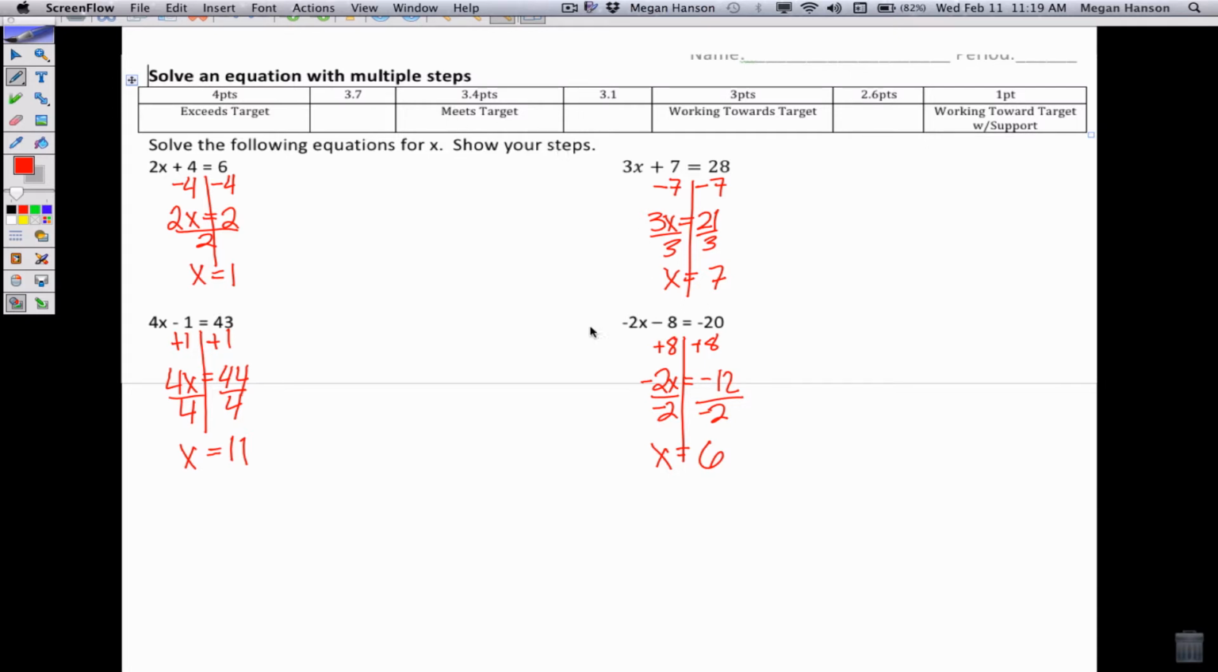Okay, so go ahead and circle, if you got them all right, circle a 4. If you got all but 1 right, circle a 3.4, and anything less than that, circle a 3 or a 2 or a 1.